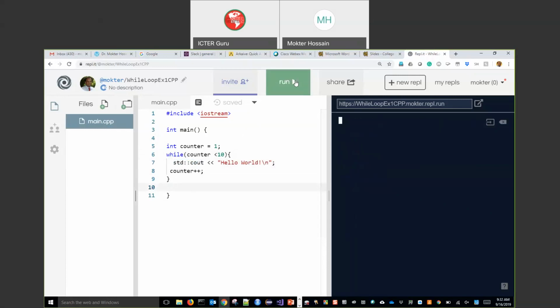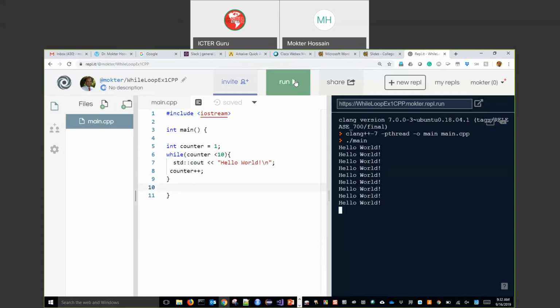So let us run this program. How many times do we have? 1, 2, 3, 4, 5, 6, 7, 8, 9. Okay, so how many times did we get? 9 times. We were expecting 10. So there is a minor mistake in my program code. Can anyone please tell me?